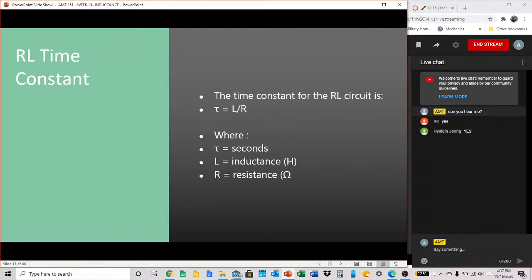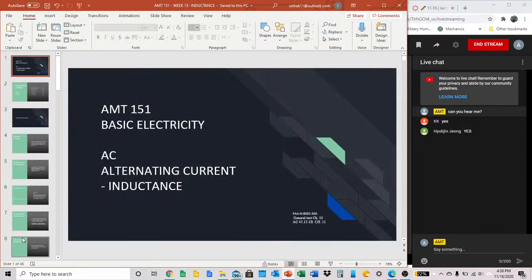L is our symbol for inductance, which is measured in henries. That's what this capital H is. So L is our representation for inductance, H is our unit of measurement, henries, and R being resistance, which is measured in ohms.